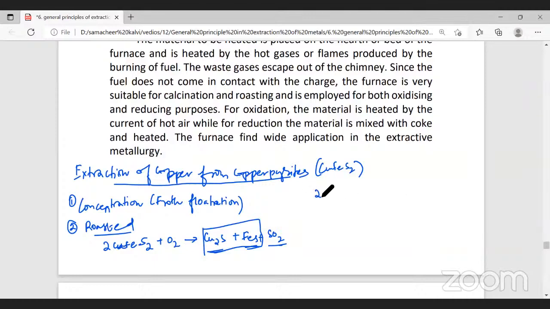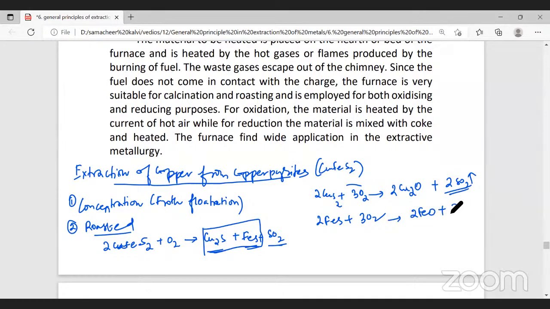So what happens is this copper sulfide will get oxidized to cuprous oxide, giving you sulfur dioxide. That means sulfur gets eliminated as sulfur dioxide. So copper gets oxidized to copper oxide. Likewise, the iron sulfide also gets oxidized to iron oxide, liberating sulfur dioxide gas. Most of the sulfur dioxide gas gets liberated.